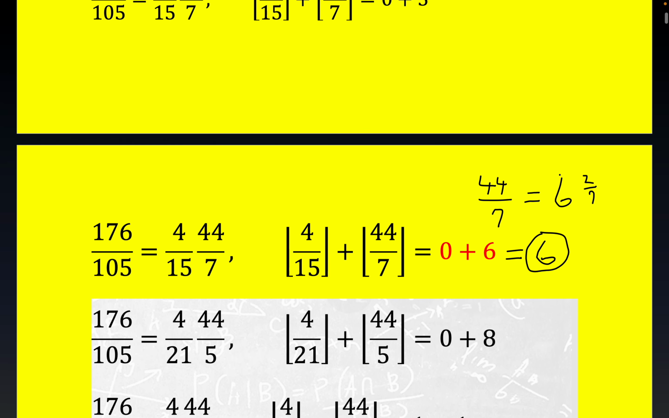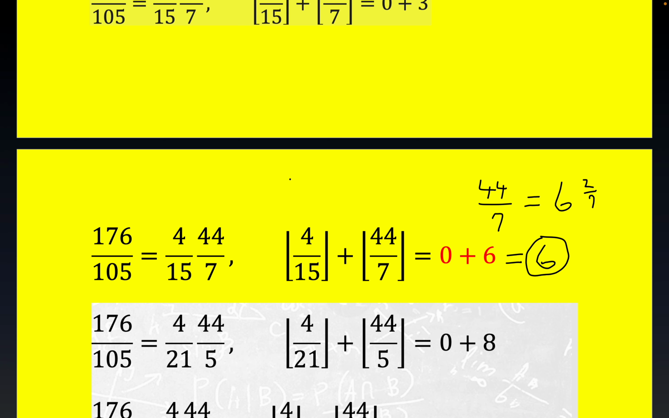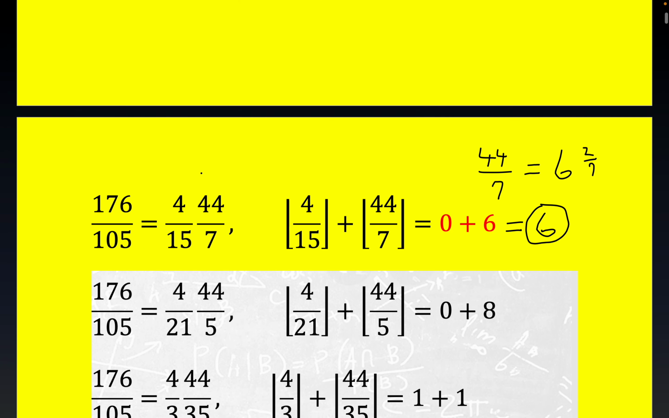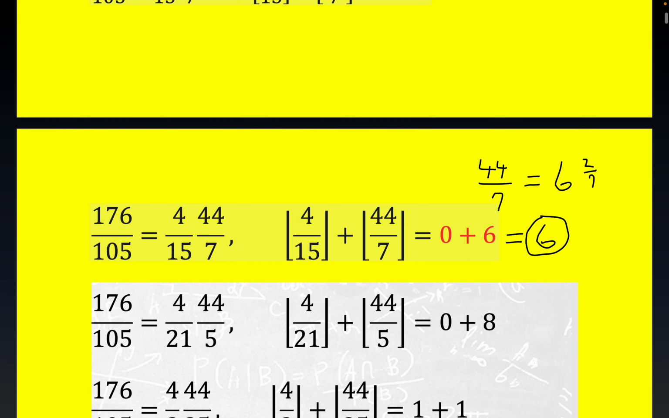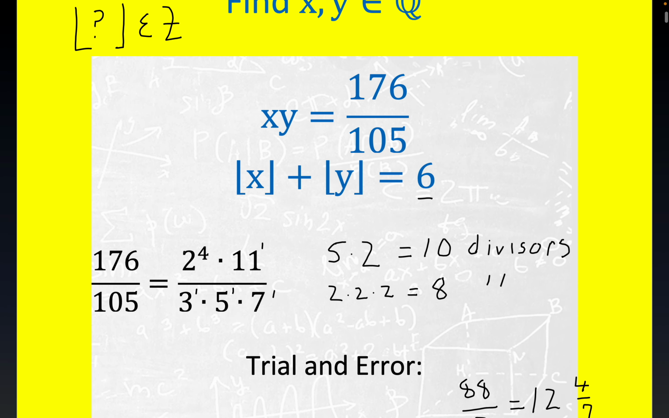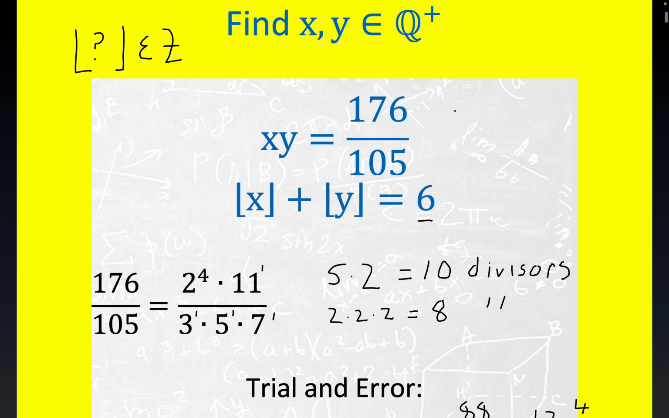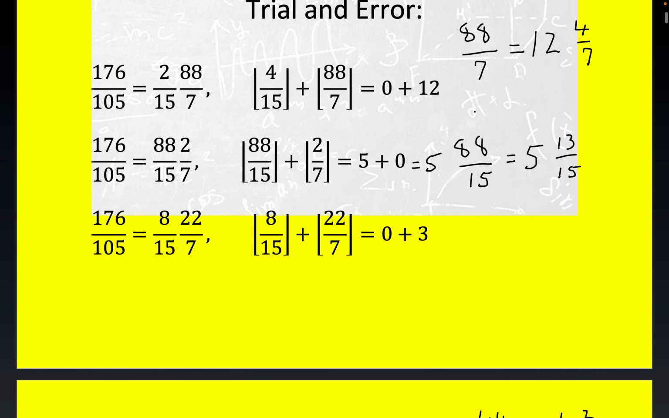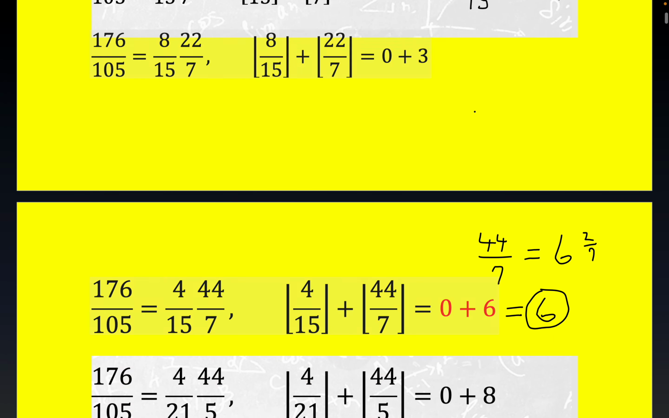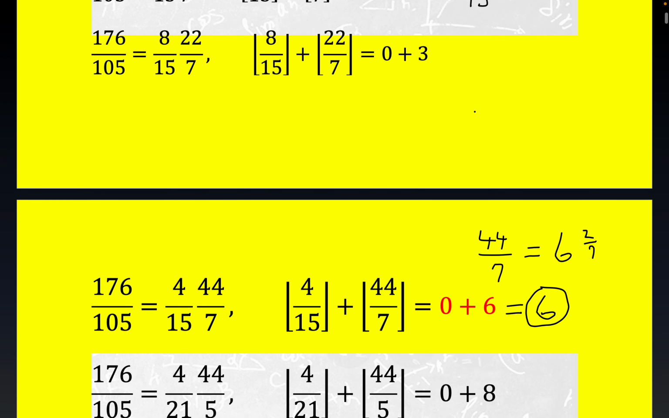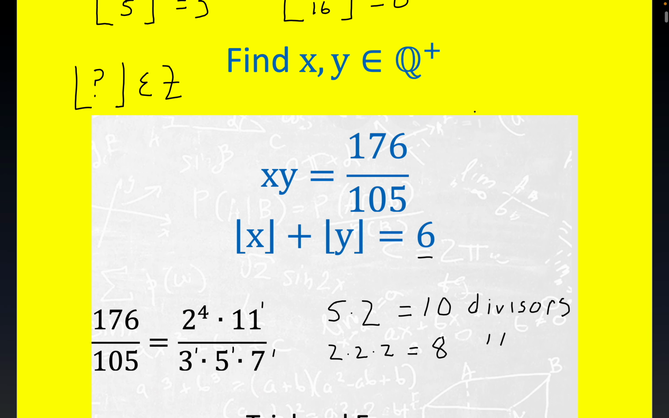So the answer to the question would be 4/15 and 44/7. Whoops, excuse me. 4/15 and 44/7. Let me write that down. So x would be 4/15, y would be 44/7, and you could write it either way.